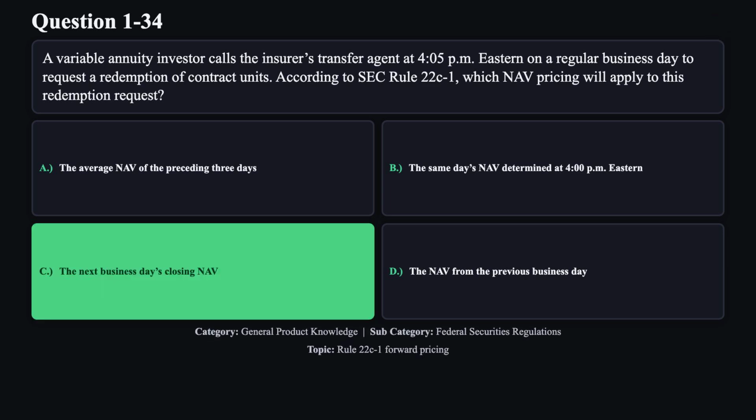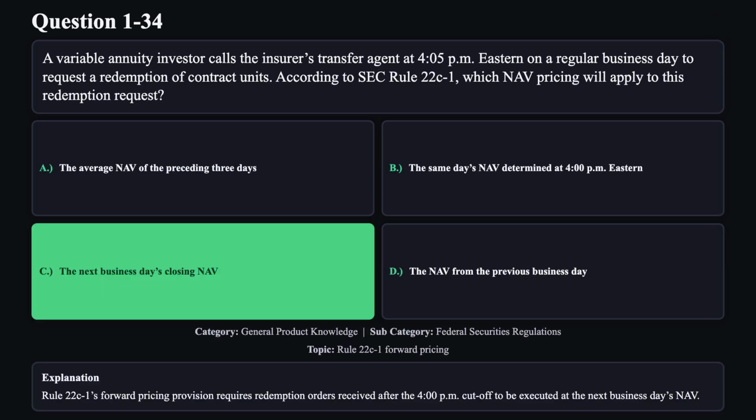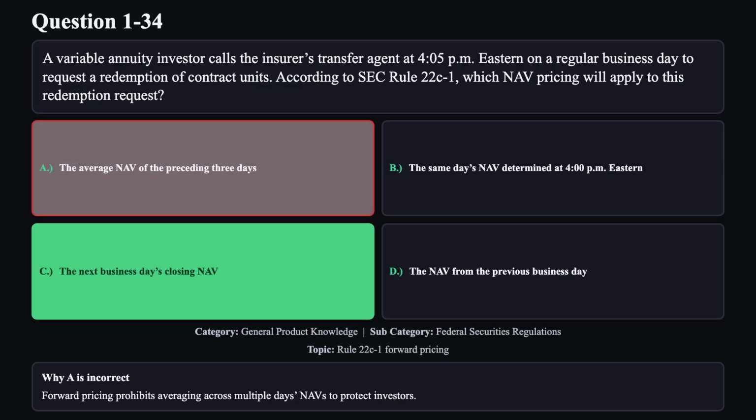The correct answer is C. Rule 22c-1's forward pricing provision requires redemption orders received after the 4:00 p.m. cutoff to be executed at the next business day's NAV. Reason A is not correct. Forward pricing prohibits averaging across multiple days' NAVs to protect investors.